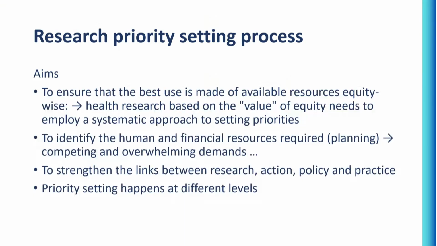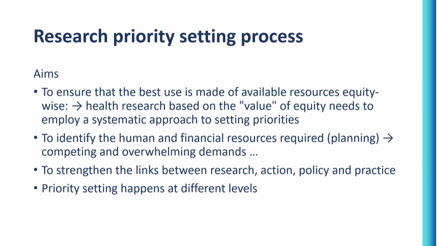Okay, so the research priority setting process, which I'm going to describe a little bit, is really to ensure that the best use is made of available resources from an equity point of view. Health research is based on this idea of the value of equity, and therefore you need to employ a really systematic approach to setting priorities, because health is something that is considered a public commodity. It's a public good, and therefore the decisions that are taken about where I allocate funding for health research need to be taken in a fair manner, in a just manner, and so on.